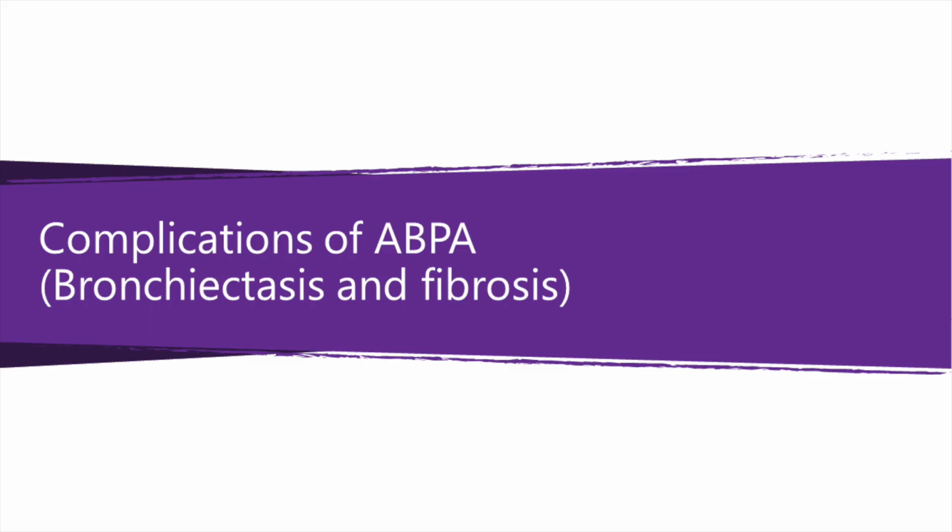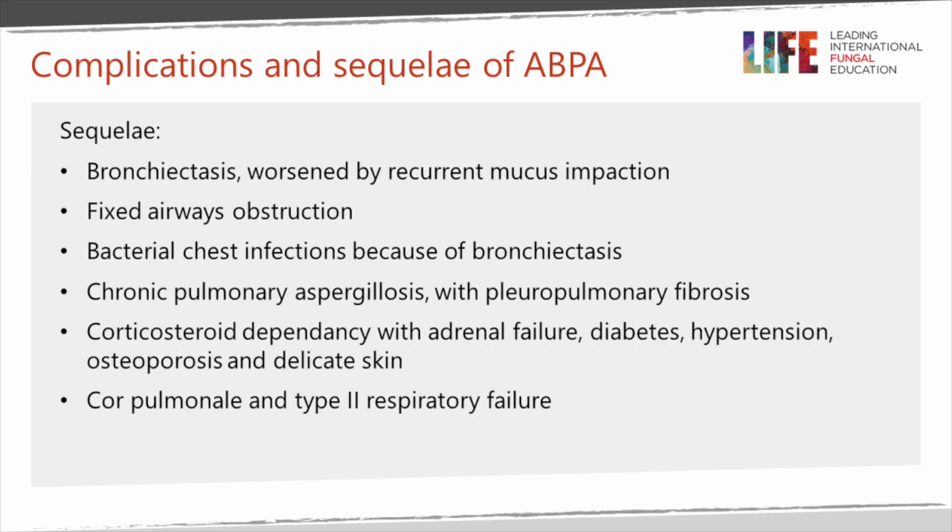We'll look briefly at some complications of ABPA. Bronchiectasis is almost a permanent part of ABPA, although I've mentioned that it can be intermittent and milder, but it's more common to have bronchiectasis, and each time you get an episode of mucus impaction, that gets worse. Because of the degree of inflammation within the airways, this can result in fixed airway obstruction, and then following on from that you get recurrent bacterial infections, even if you haven't got another attack of ABPA, just because of the underlying bronchiectasis, poor mucus clearance.